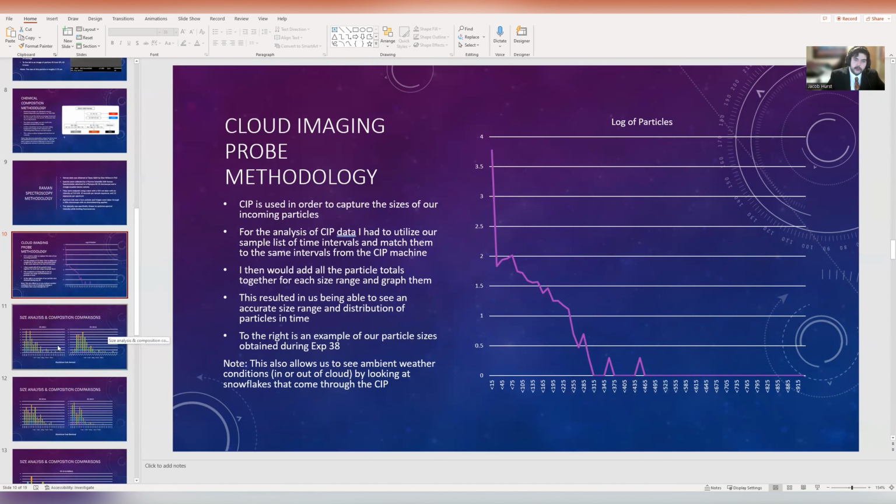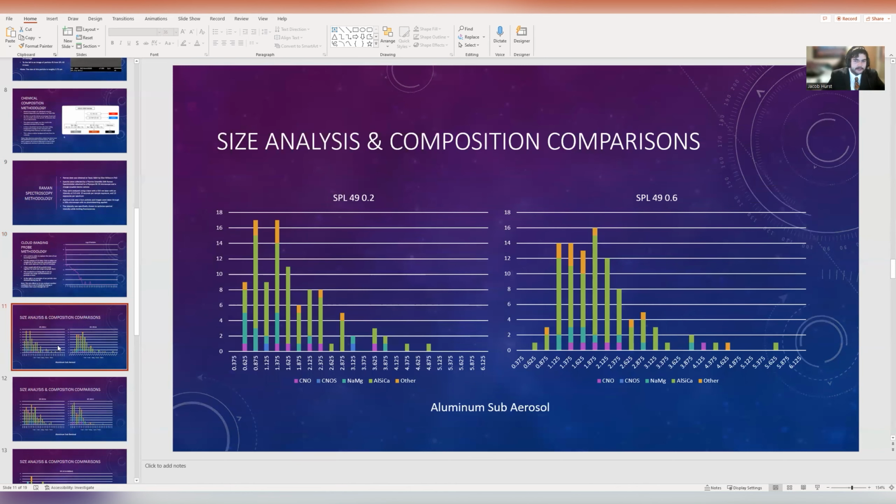All right, so now I'm going to go over a few of the results. I have a lot of results. I probably could fit all of them on here, but it would take about 100 slides plus. So I just chose about 4 different samples to look at. Here we have an example of our size analysis and composition comparisons. This is for SPL 49, 0.2 and 0.6, which is just a millimeter size again for the nozzle. And this is an aluminum substrate with aerosol particles, basically.